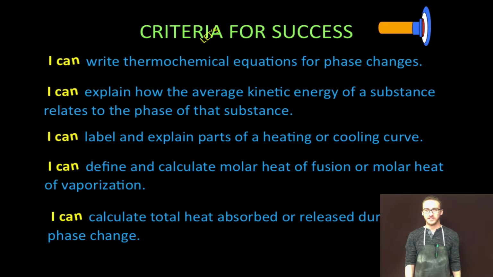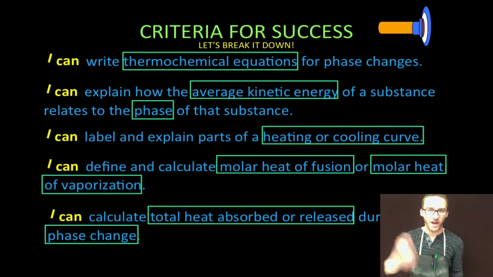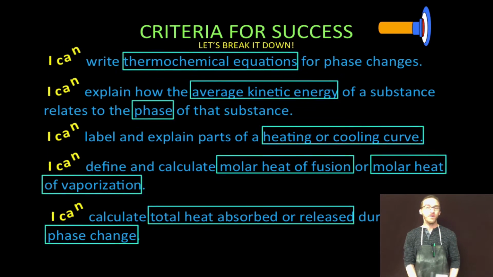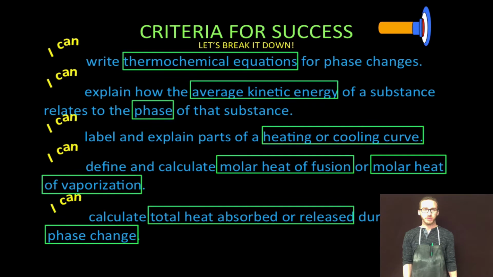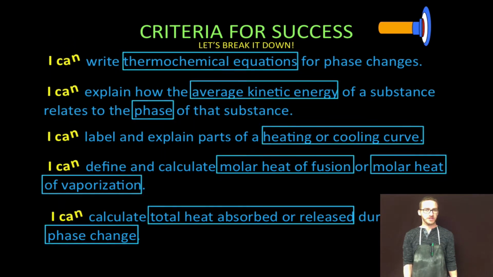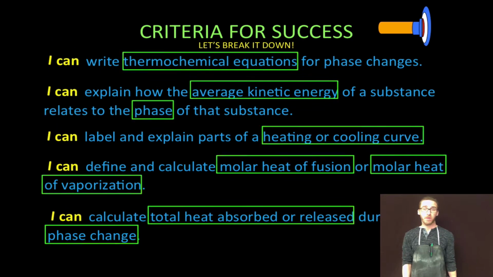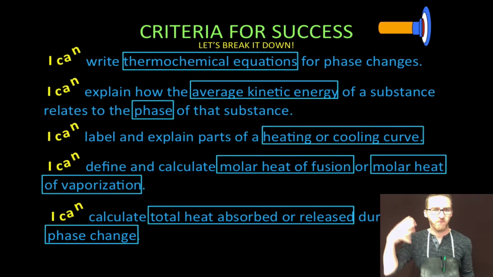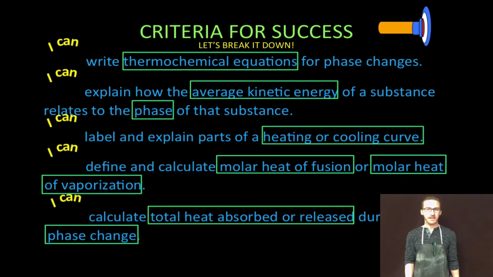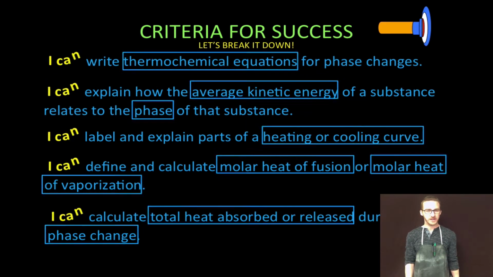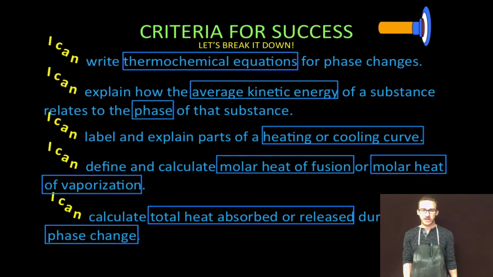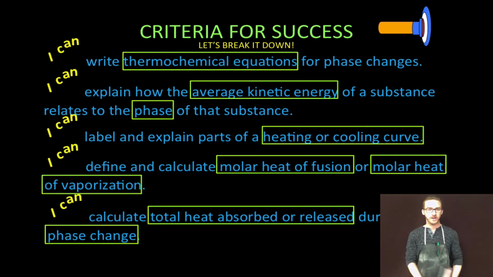As always, breaking it down, we are going to: 1. Write thermochemical equations for phase changes. 2. Explain how the average kinetic energy of a substance relates to the phase of that substance. 3. Label and explain parts of a heating or cooling curve. 4. Define and calculate molar heat of fusion or molar heat of vaporization. Finally, 5. Calculate the total heat absorbed or released during a phase change.